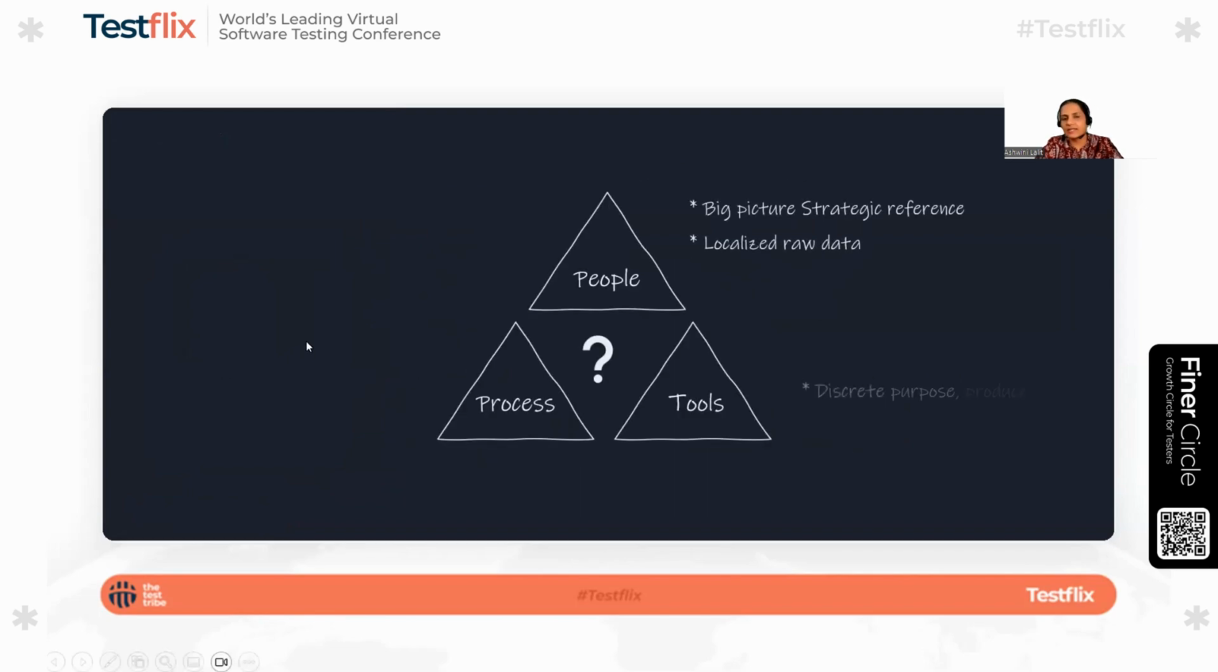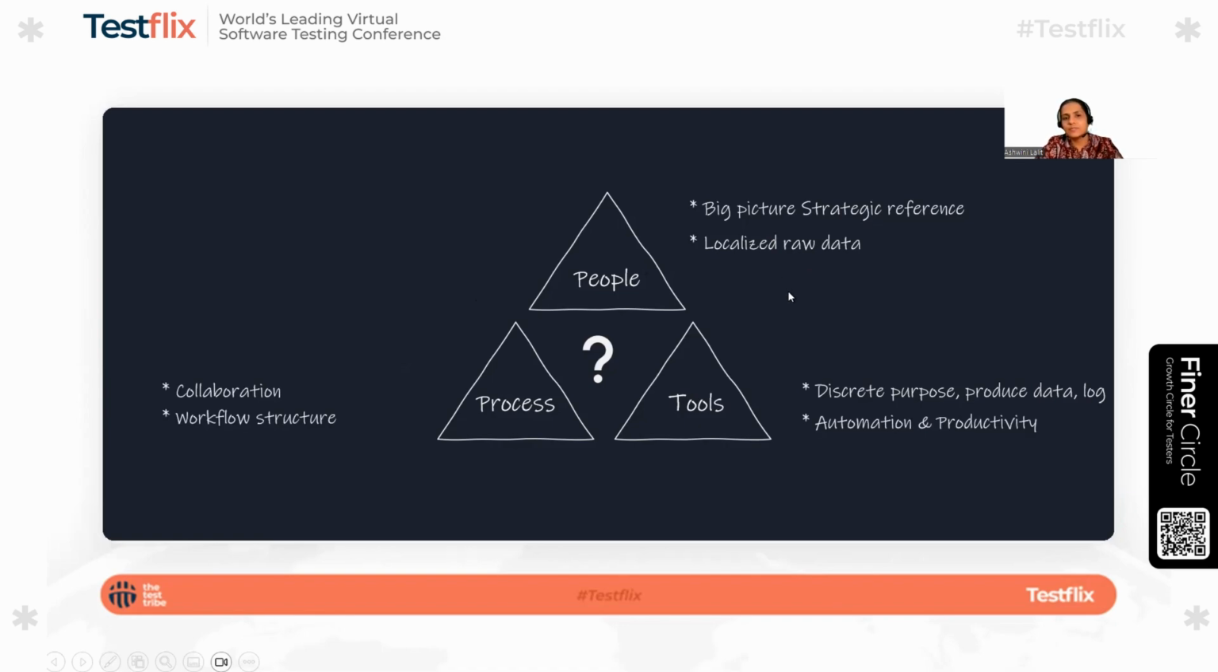So let's get started. People, Process, and Tools is a well known framework that helps us assess and optimize organizations' efficiency. People are primary drivers of success. They need access to localized raw data. At the same time, they need reference to bigger picture for aligning with the business objectives.